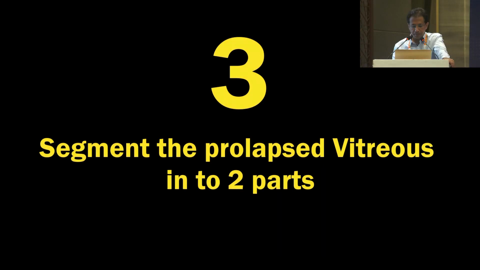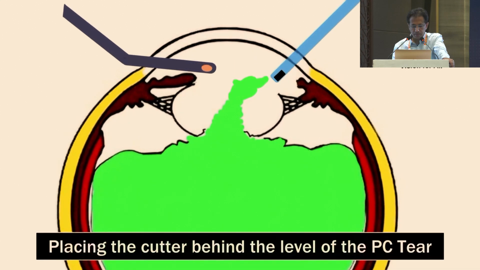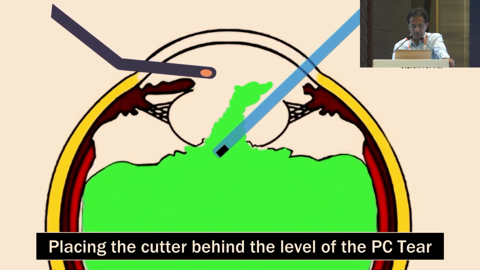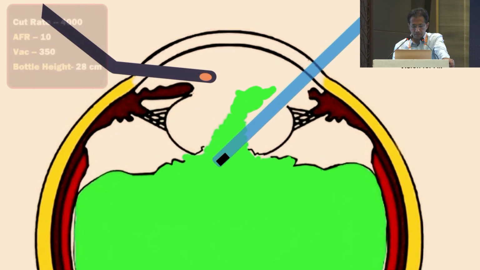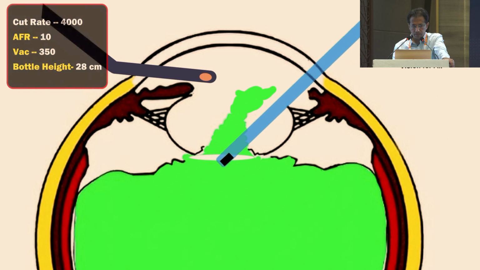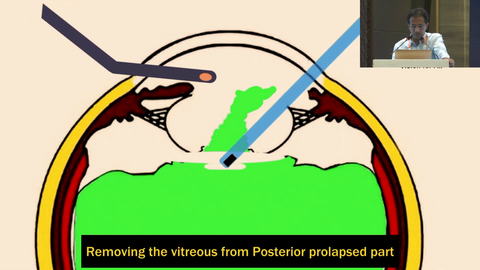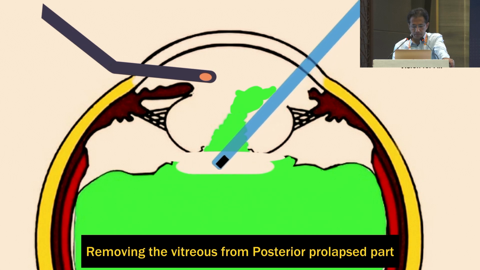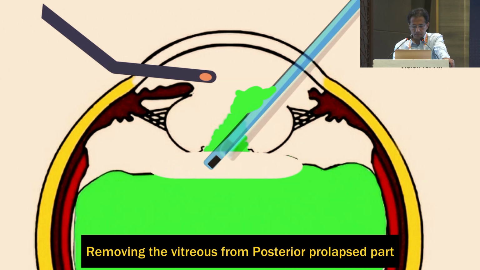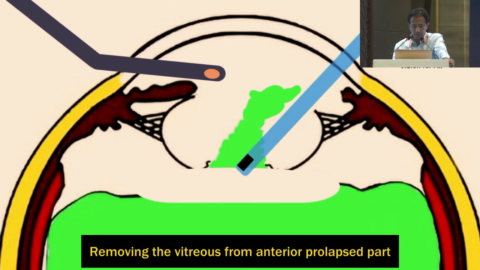Number three, segment the prolapsed vitreous into two parts. One segment which is below the level of the posterior capsule, and the second one would be above it. This is achieved by placing the cutter behind the level of the posterior capsule tear and then initiating cutting with a very high cut rate and low vacuum and low flow rate, with the port held sideways and then posteriorly so that the vitreous behind the PC is segmented away from the anteriorly prolapsed part, and later on the prolapsed anterior part is taken care of by rotating the tip anteriorly.